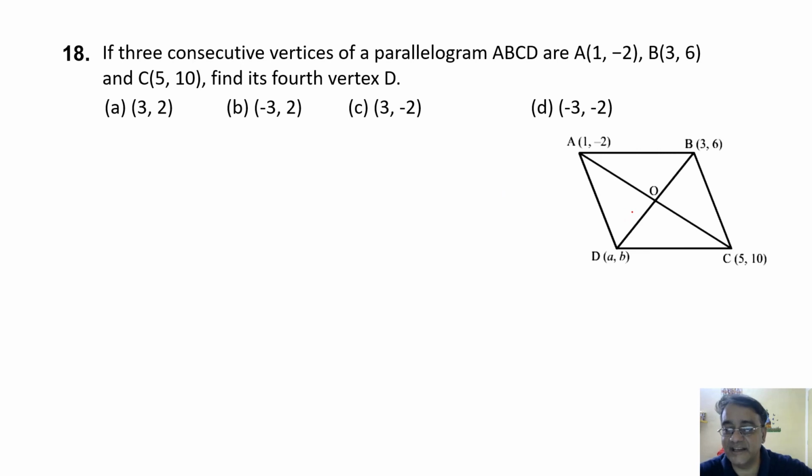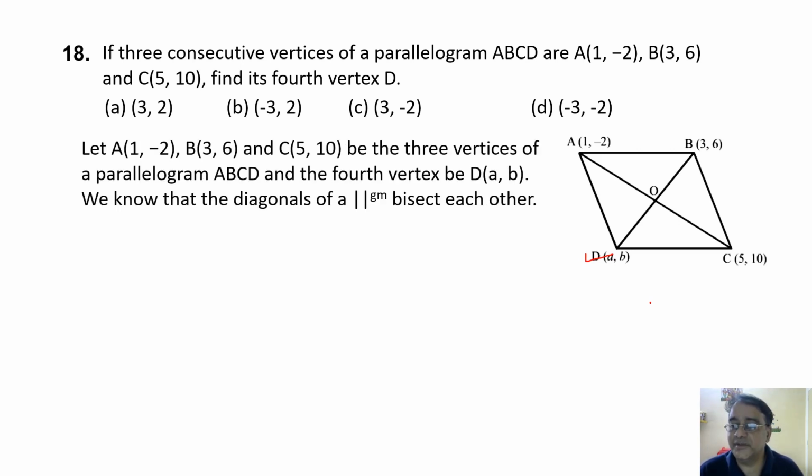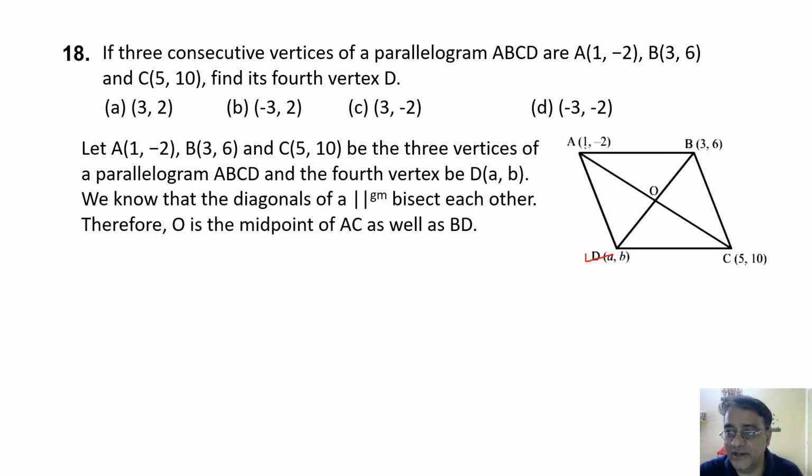So this is the rough diagram. Fourth vertex, let it be AB, and again the same concept we are going to use, that we know that the diagonals of parallelogram bisect each other, right? So O is the midpoint of AC as well as BD.